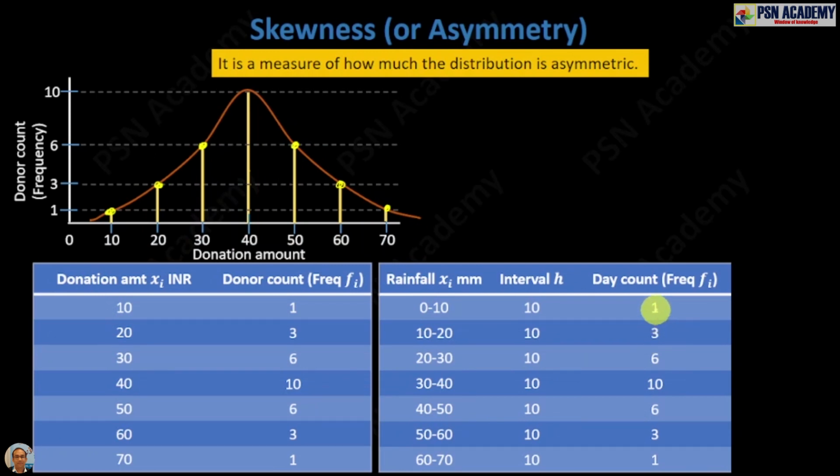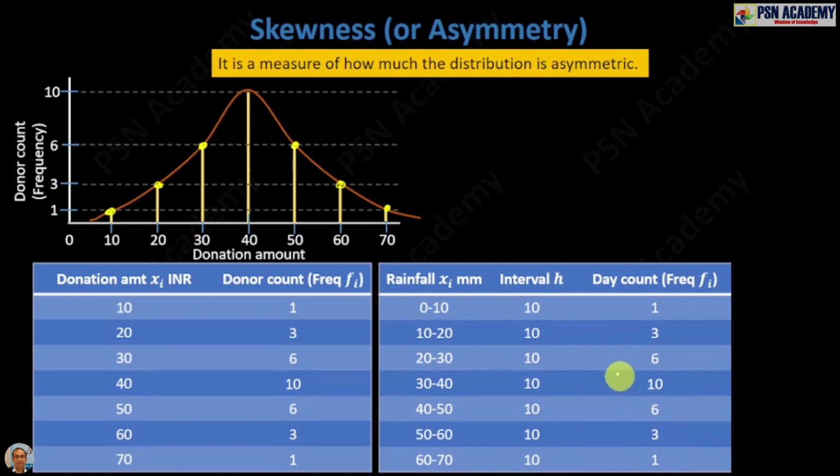In this way, we get the day counts or the frequencies like this. And here also you can see that this is the midpoint, this is the middle point actually, this 10. And on one side you have 6, 3, 1 and on the other side you have 6, 3, 1.